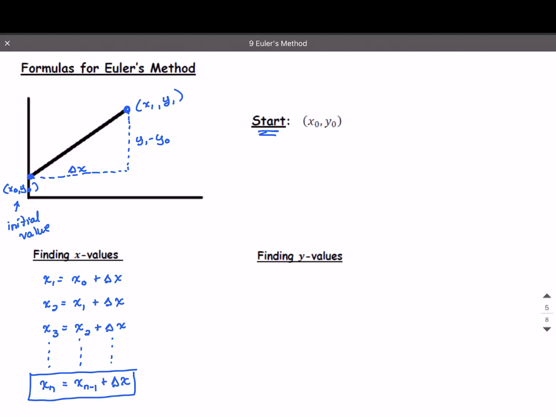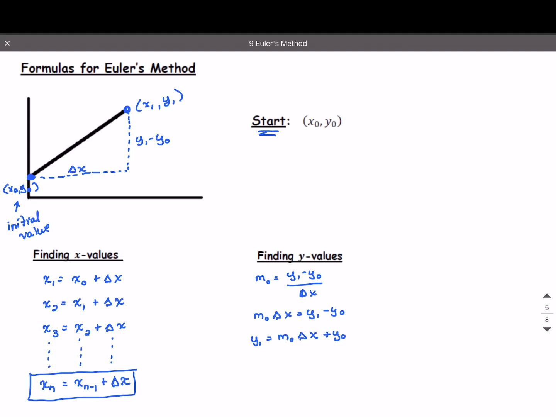Now, remember the slope. When we started, the slope of the initial point is y1 minus y0 over delta x. I'm going to multiply both sides by delta x, and I'm going to have slope times delta x equals y1 minus y0. Now, if I add the y0 to the other side, I have my initial slope times delta x plus my initial y value, right?